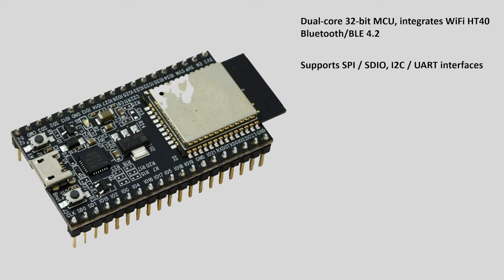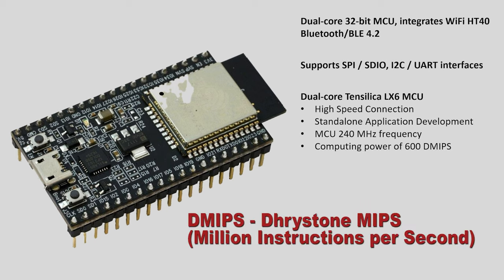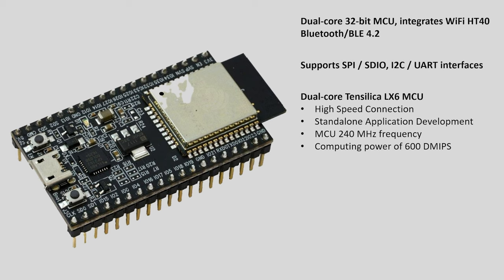Compared to ESP8266, the previous generation microcontroller, the ESP32 has a significant performance improvement. It is equipped with high-performance dual-core density LX6 MCU. One core handles high-speed connection and the other one for standalone application development. The dual-core MCU has 240 MHz frequency and a computing power of 600 DMIPS. If you want to know more about ESP32, a link has been given in the description below.